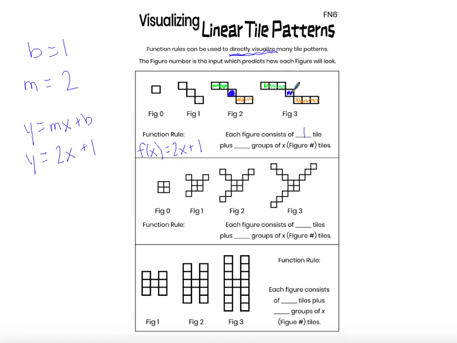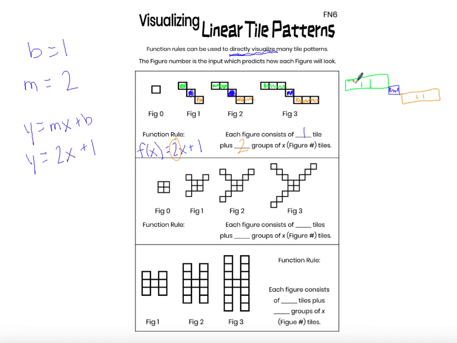2 groups of 3 plus that central tile. Let's look here. Center tile. And then 2 groups of 1. Here's a group of 1. And another group of 1. That tells me I have each figure consisting of 1 tile plus 2 groups, my 2x, 2 groups of x tiles. If I were visualizing figure 11 like I talked about, I would have a group of 11, the center tile, and then another group of 11.